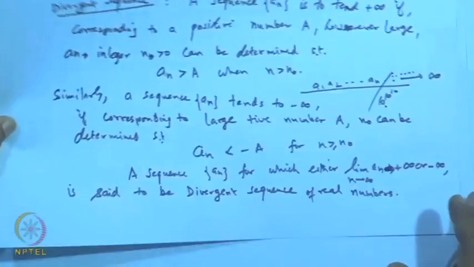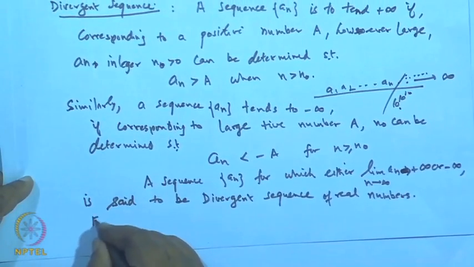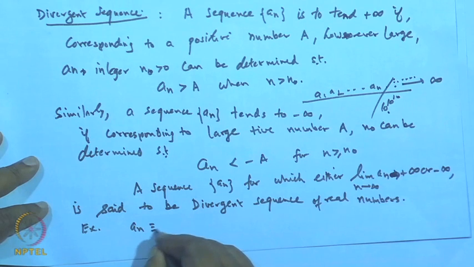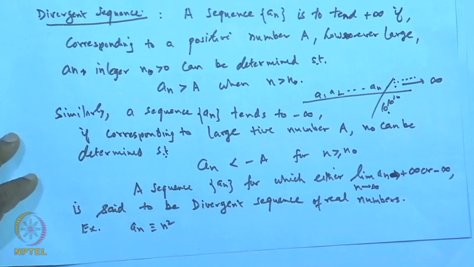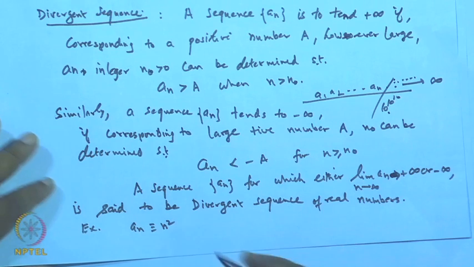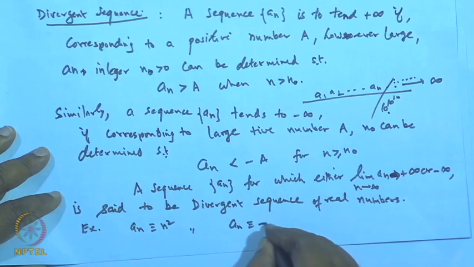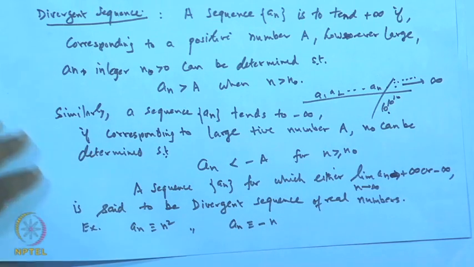Okay. For example, suppose I take a n, the sequence n square, this will diverge. Similarly, other sequences also you can say will diverge to plus infinity. If I take a n equal to minus n, it will diverge to minus infinity, and so on. Okay. Then oscillating sequence.